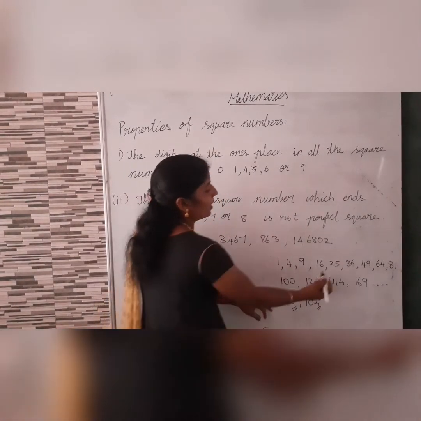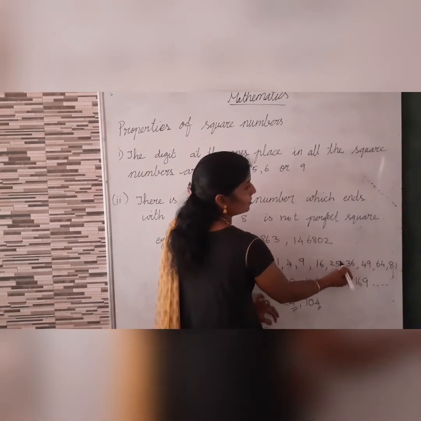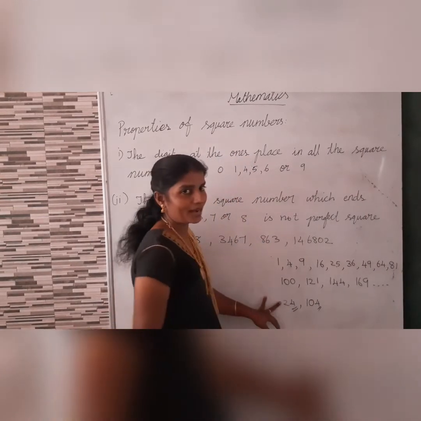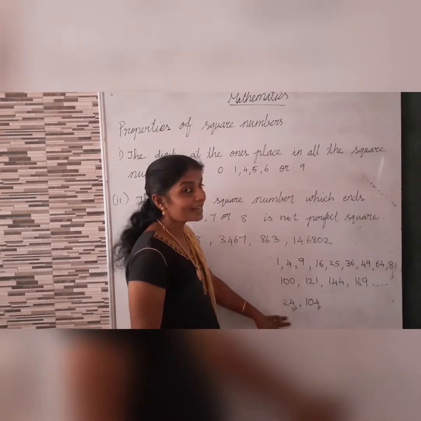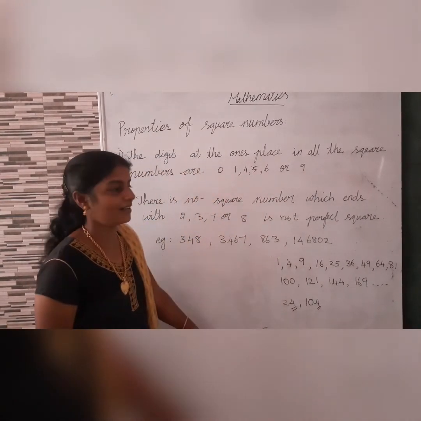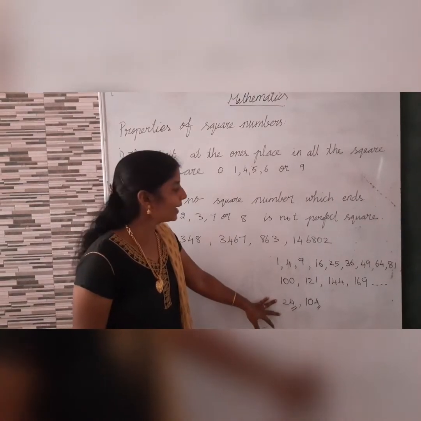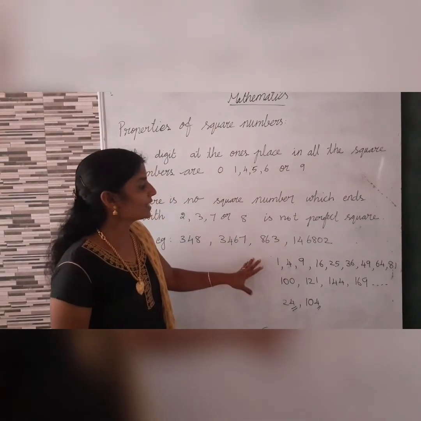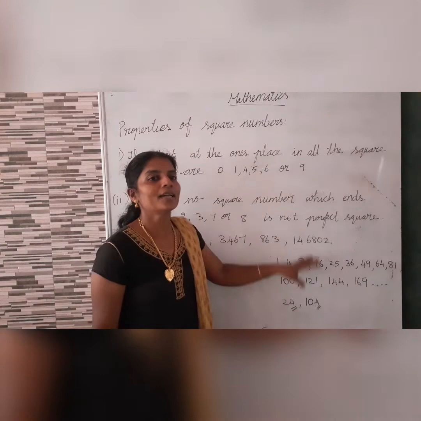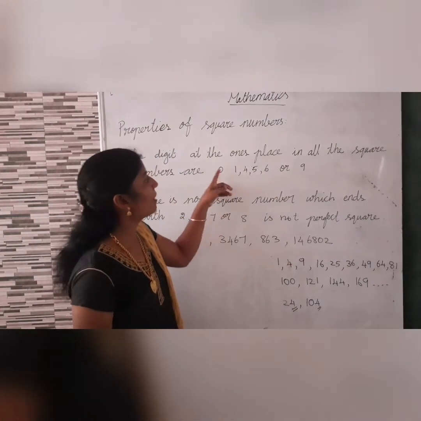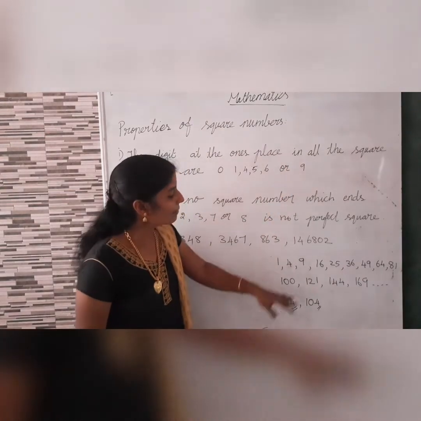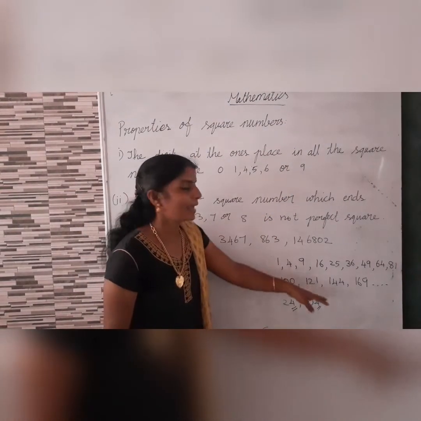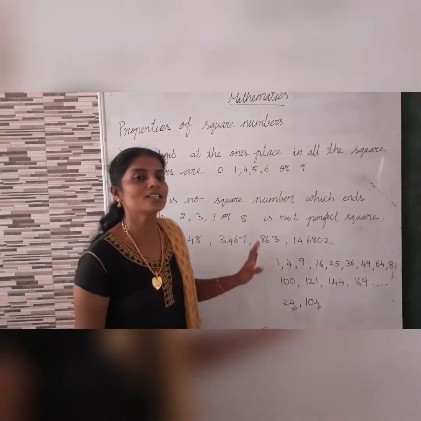How? Here 24. Here 16, after that 25 is a square number. This is not a square number, but the ones place is 4. So it is not necessary for all numbers. Are you clear? What's the condition? If we have any square number, the ones place must be 0, 1, 4, 5, 6 or 9. Some numbers have this 4, 8 like this, but that is not a square number.